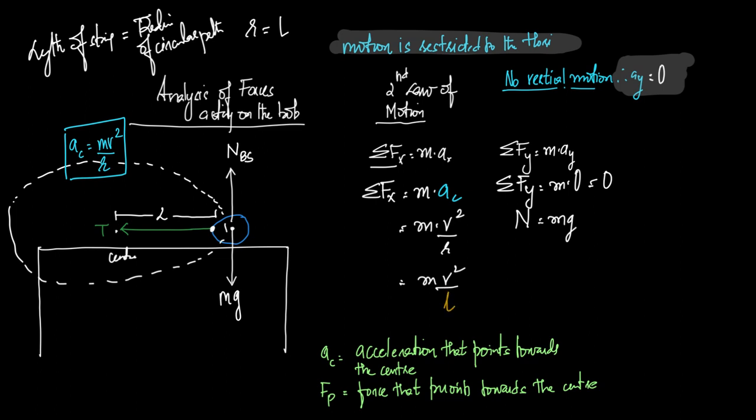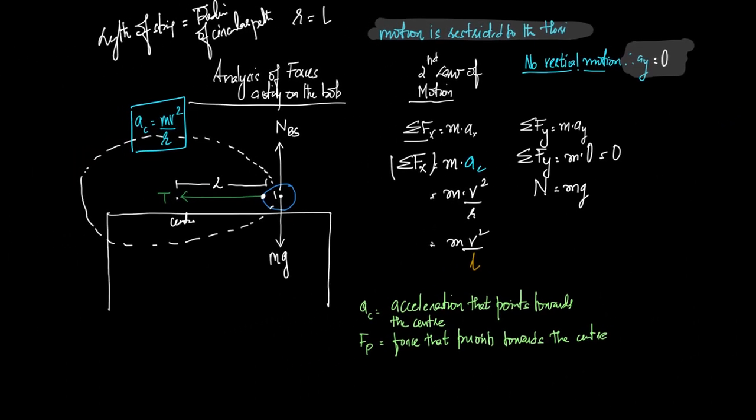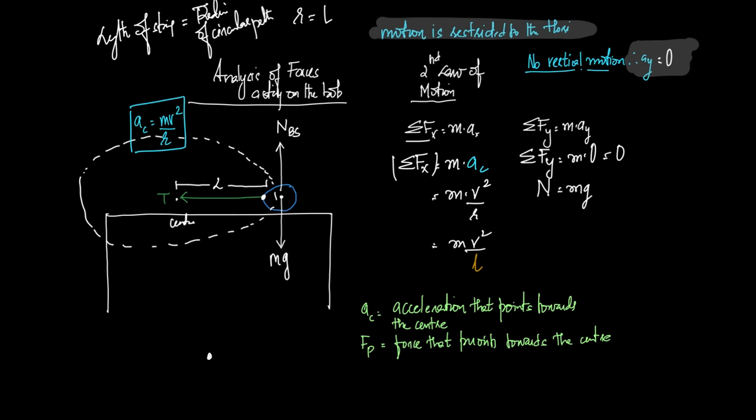Now let us see the sigma Fx part. See which forces are acting along the x direction. Maybe we can draw one more free body diagram here. So this is the bob, right? This is the normal reaction, this is mg acting, and we only have one force acting towards the left, which is tension. Is there any other force? No, which simply means that the only force acting along the x direction is tension. Sigma Fx is actually tension alone. So tension is equal to mv square by L.